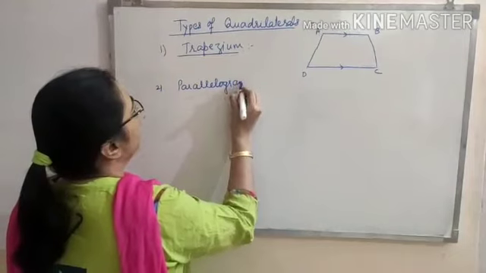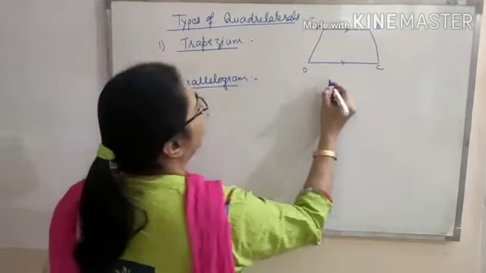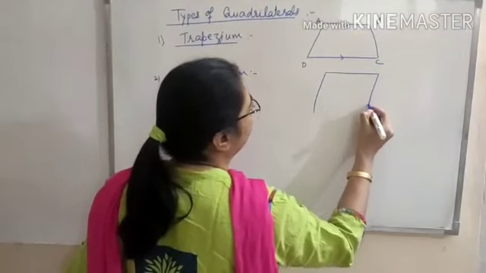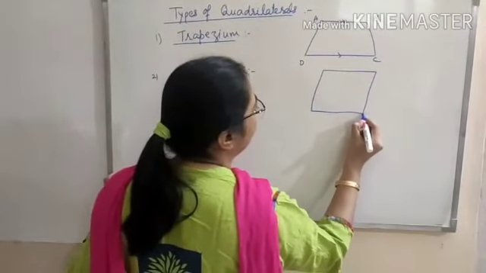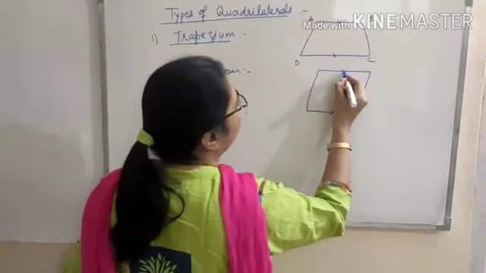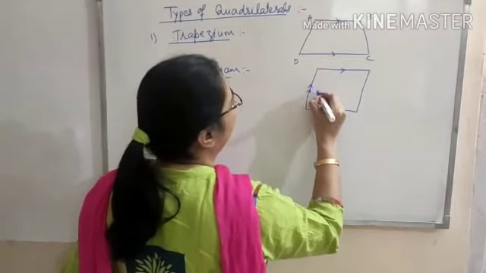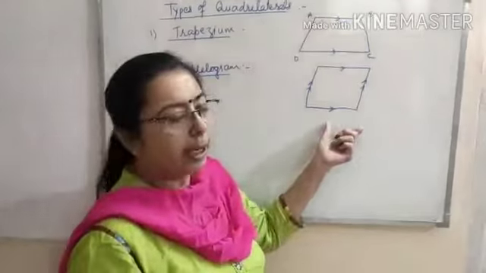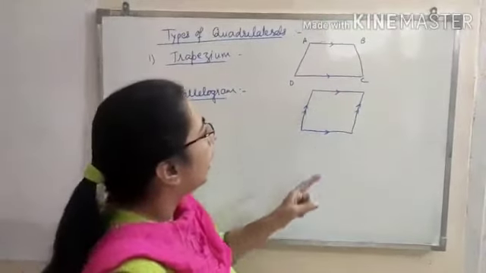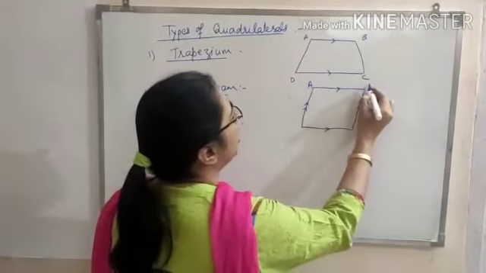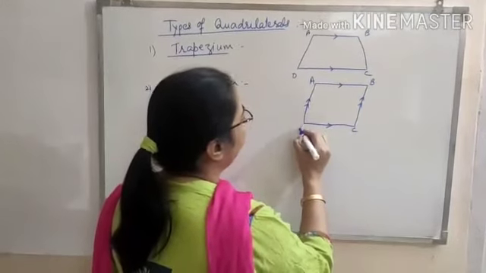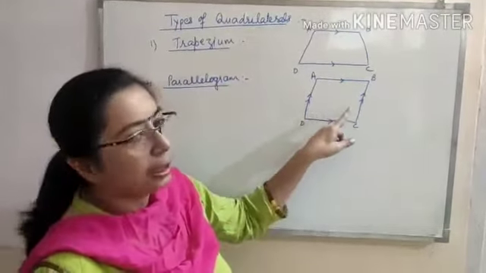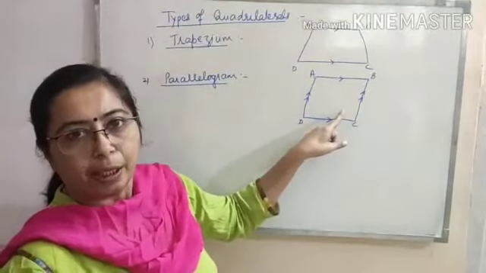Parallelogram, as is clear from the name, when both pairs of opposite sides are parallel, then it becomes a parallelogram. If you define a parallelogram, the definition is: opposite sides are parallel to each other. This is the basic definition of a parallelogram. Opposite sides are parallel to each other, then it is a parallelogram.